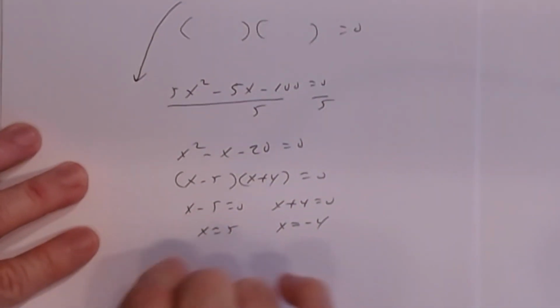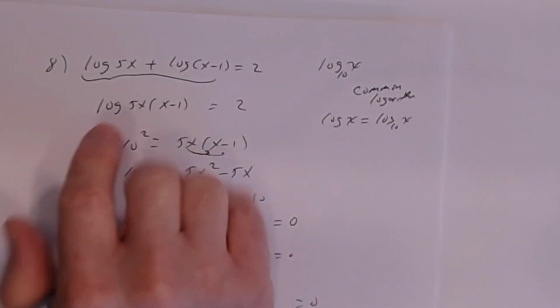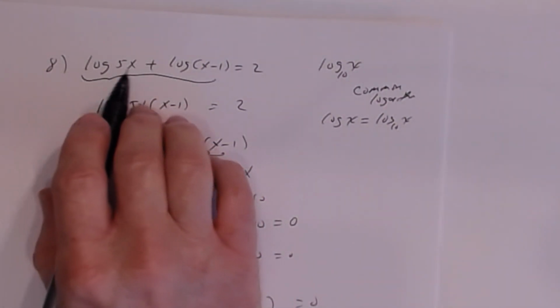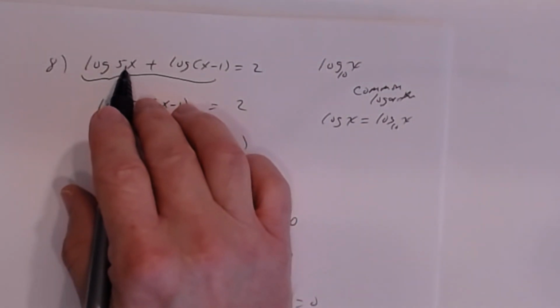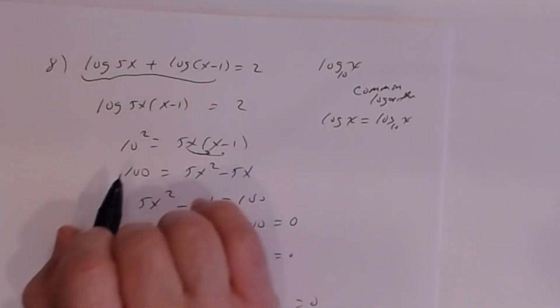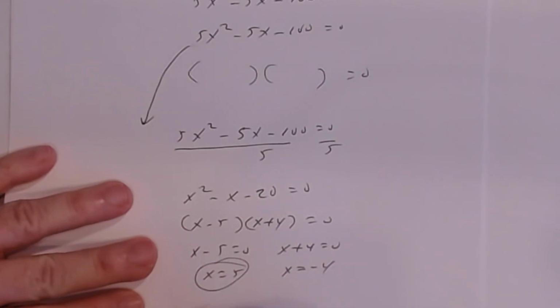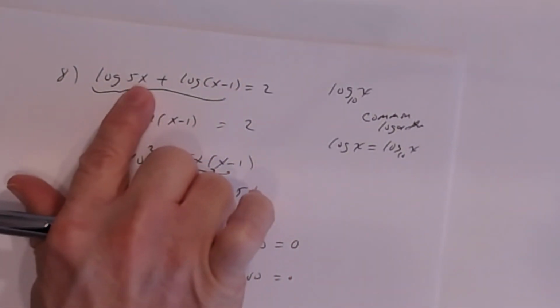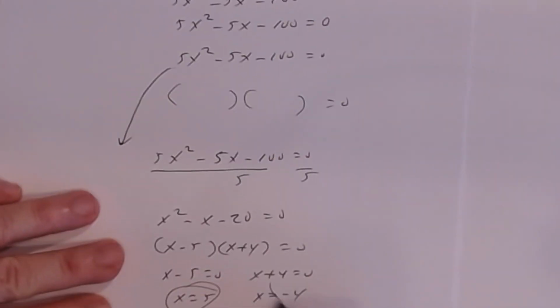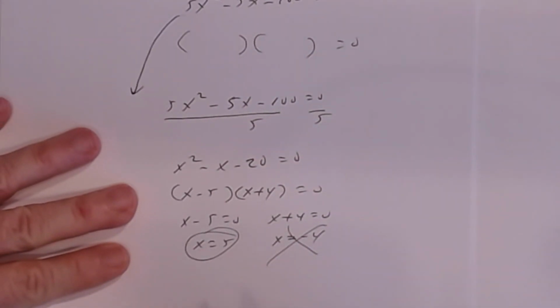So let's check the 5 first. When I go to 5, you got to go back to the argument. 5 times 5 is positive. 5 minus 4 is positive. So this is going to work. Let's check negative 4. 5 times a negative 4 is negative. So right away, I know this is not going to work. So this is the only solution. x equals 5 is the only solution.